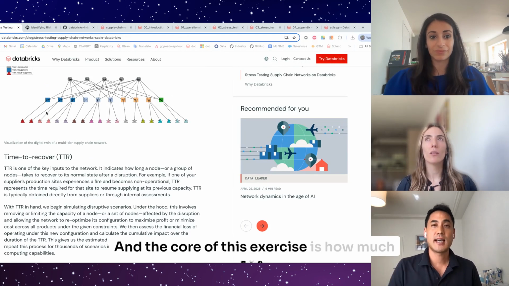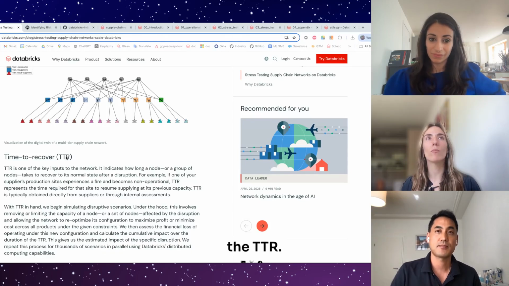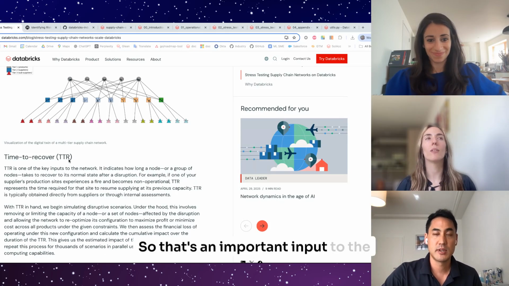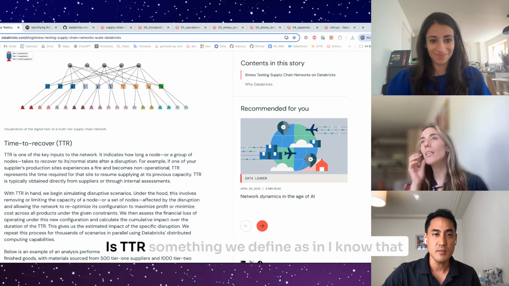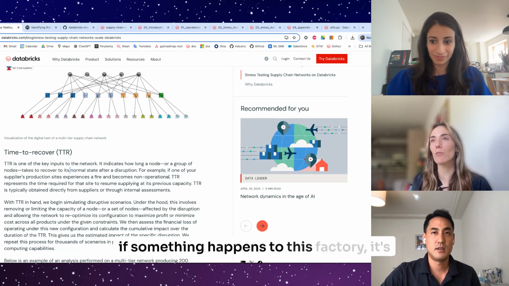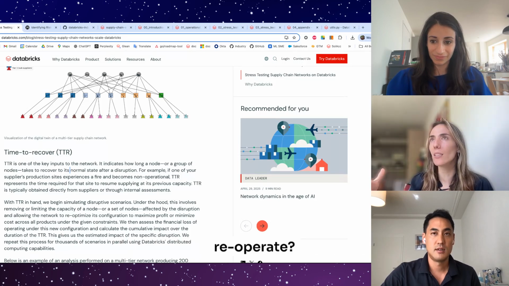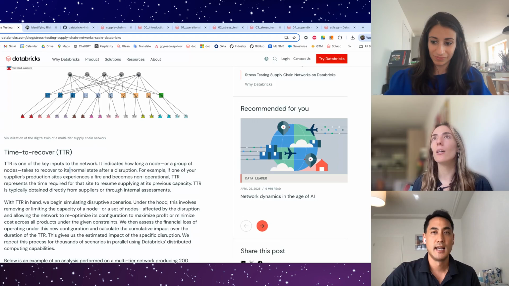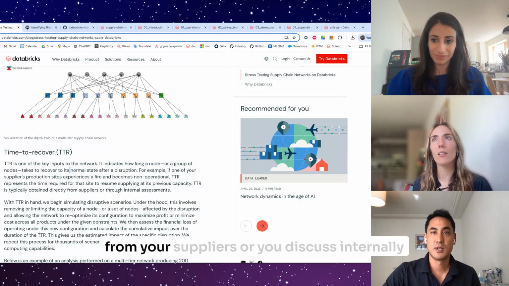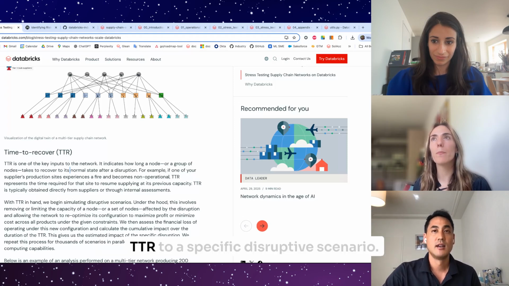And the core of this exercise is how much financial damage will be accumulated during the TTR. So that's an important input to the optimization problem. Is TTR something we define, as in I know that if something happens to this factory, it's going to be 4 weeks before it can reoperate? Yes, you're absolutely right. And this is an input that you need to collect from your suppliers, or you discuss internally within your supply chain team and assign this TTR to a specific disruptive scenario.